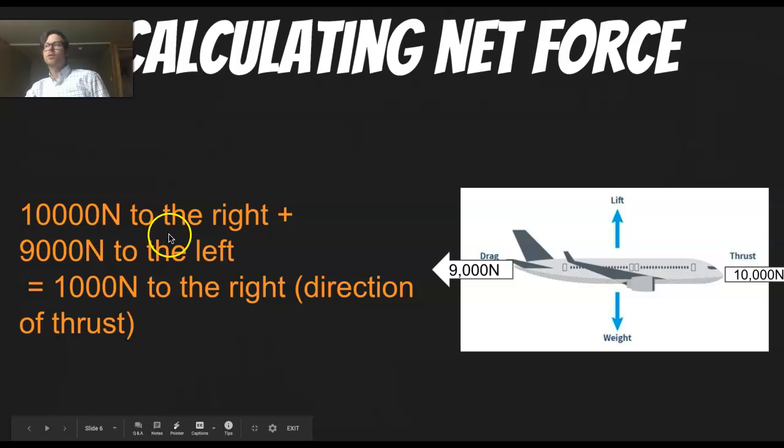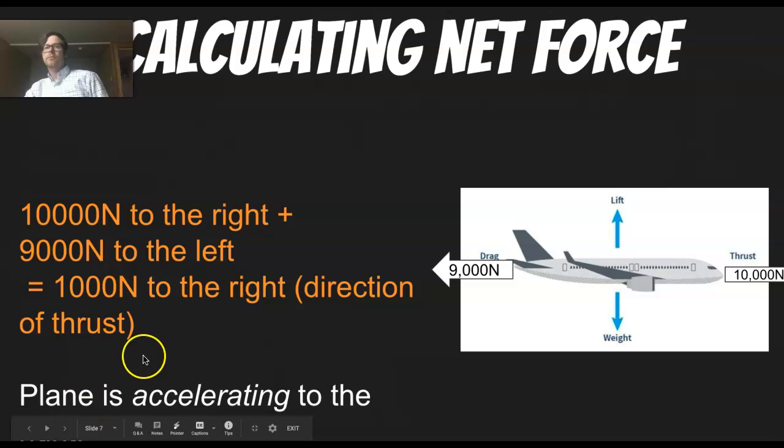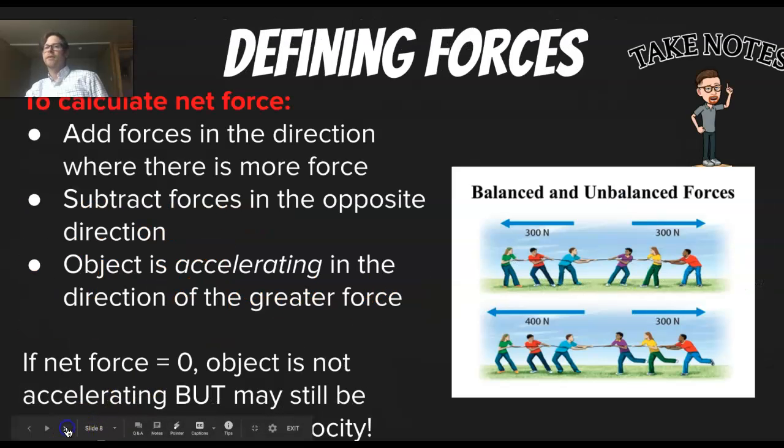So we can look at it this way, right? It's 10,000 newtons to the right, plus 9,000 to the left, and that's going to give us a total net of 1,000 to the right. It's going to end up pointing in the direction that we have the bigger force. So the plane is accelerating to the right. In this case, this plane is speeding up, accelerating in the direction of the thrust.